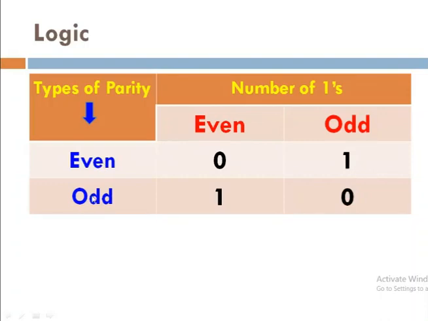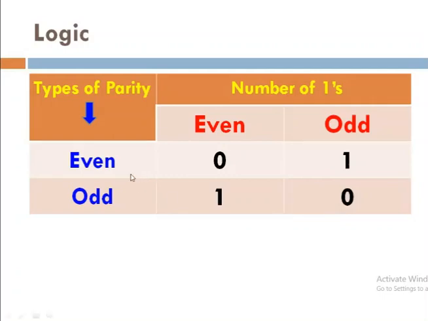Now the same case here: if it is an odd parity generator and the number of ones is even, then it is an odd-even combination, so the output bit will be 1. And if it is an odd parity generator and the number of ones is odd, so an odd combination, then we can say the output bit is 0. So with the help of this logic, we can write the truth table for the even parity generator and the odd parity generator.